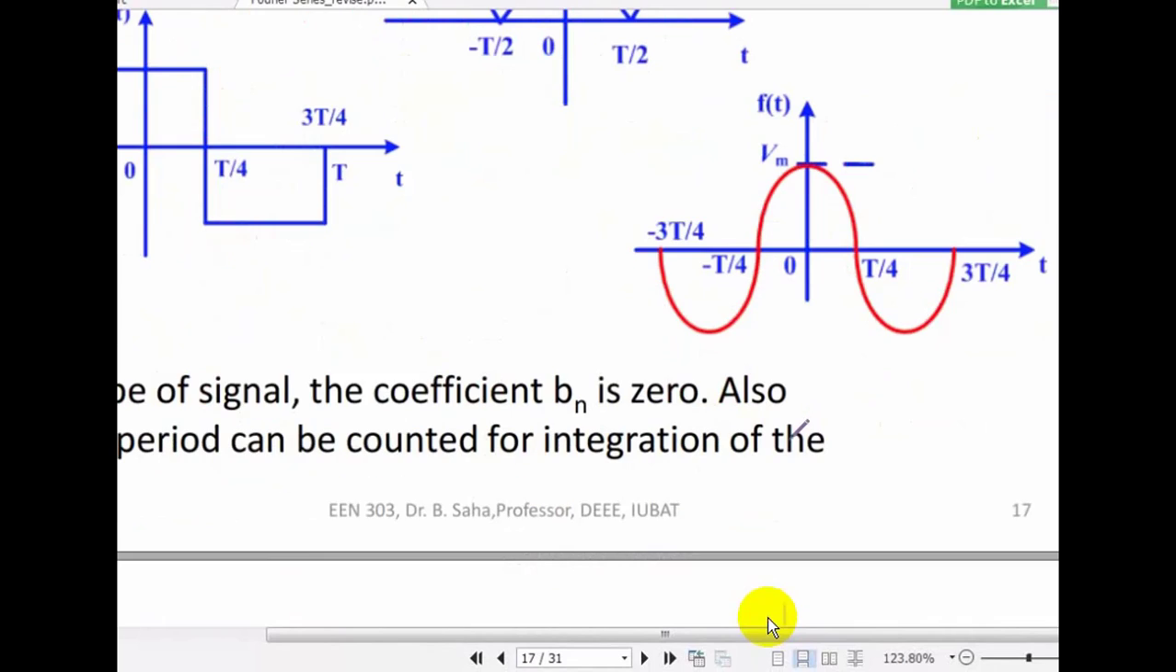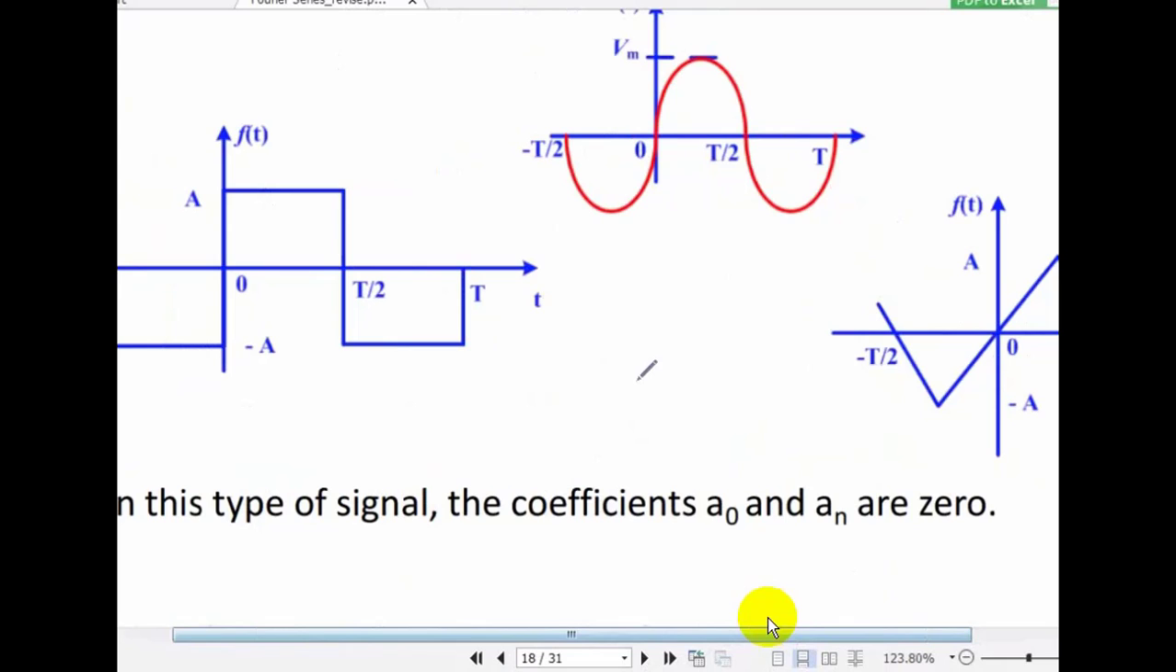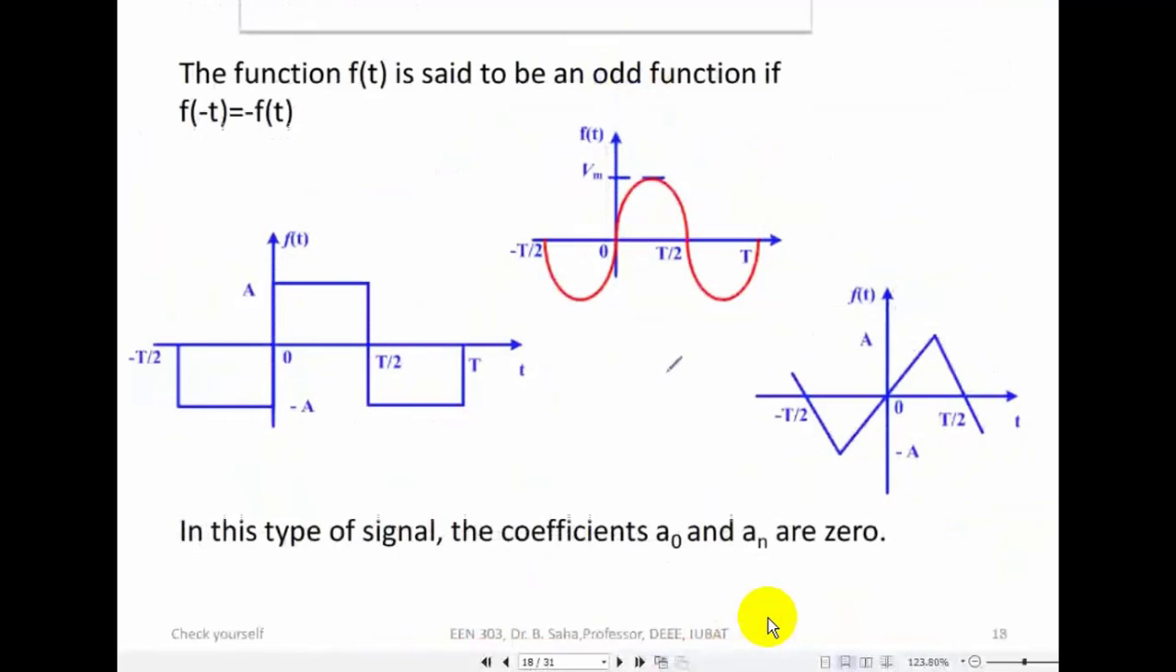Okay, now move to odd function. How can you find out the odd function? Look at the similar thing. In case of odd function symmetry, the difference is only here. A minus sign will be in front of the f of t. But even function was plus f of t. There will be minus f of t. This is called odd function symmetry. That's all.